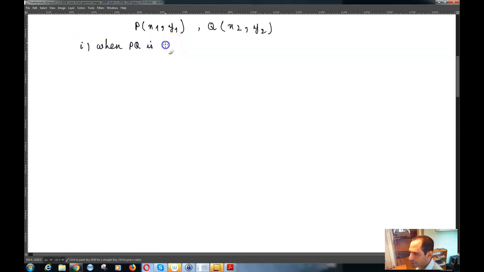Question number 3 is find the distance between P, x1, y1, and Q, x2, y2, number one, when PQ is parallel to the y-axis, and number two, when PQ is parallel to the x-axis.